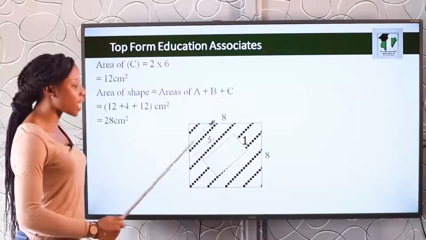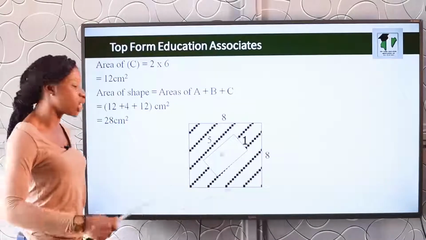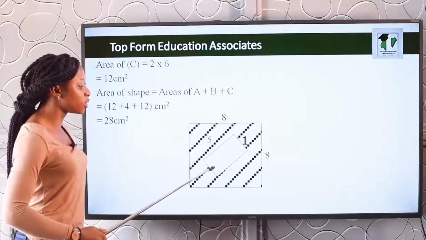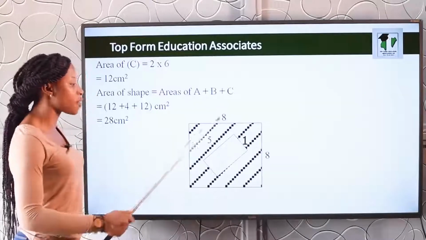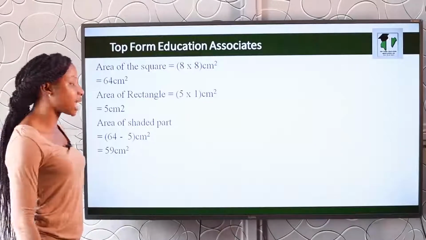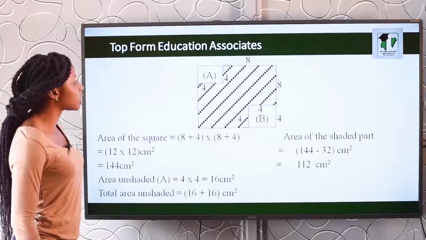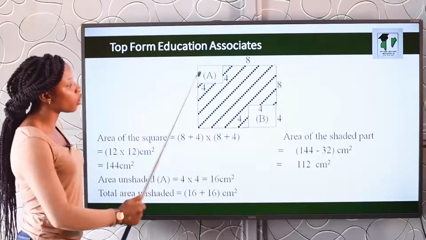Now we've gotten the area of the square and we've gotten the area of the rectangle. So to look for the area of the shaded part, we remove the area of the rectangle from the area of the square. And in doing that, our answer is 59 centimeters square. I hope you understand. Now we are given another question.